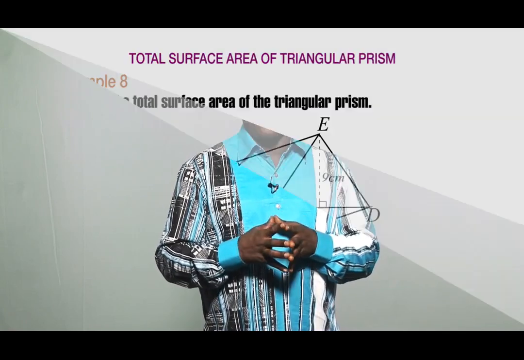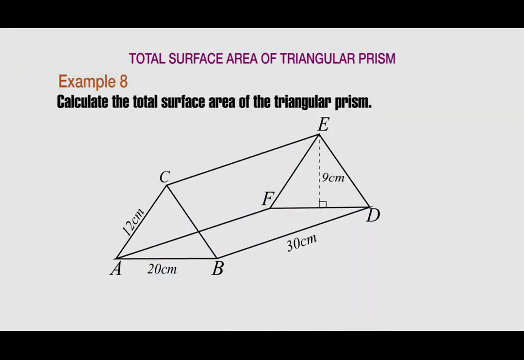Calculate the surface area of the triangular prism with sides 12 centimeters by 20 centimeters for the triangular face, 30 centimeters of the rectangular face, and a height of 9 centimeters. Let's look at the solution.